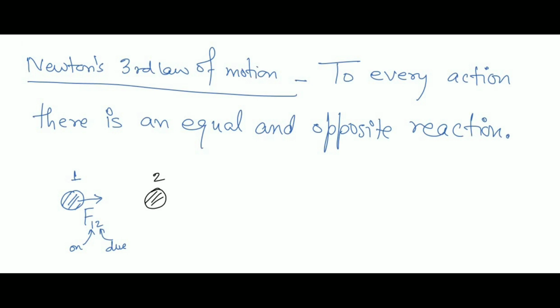Newton's third law says, if there is a force on one particle due to another particle, there must be another force, that is force on particle 2 due to 1. So Newton's law says that force on first particle due to 2 is equal to force on second particle, and there is an equal and opposite reaction, so there must be a negative sign. The force on particle 1 due to 2 is equal in magnitude but opposite in direction to the force on 2 due to 1.